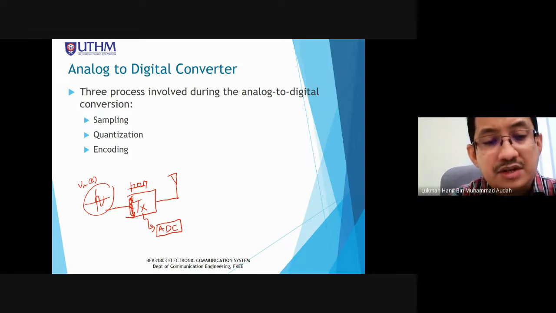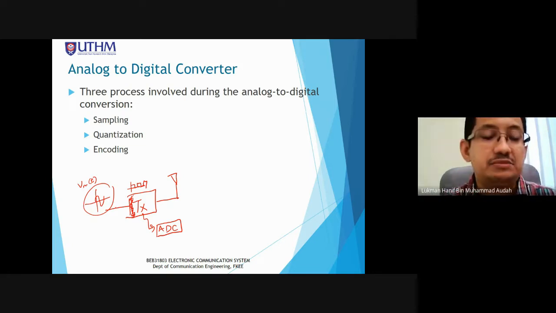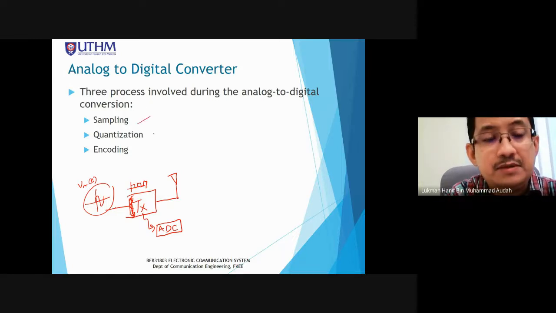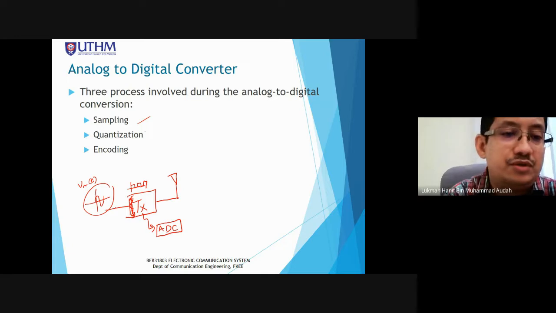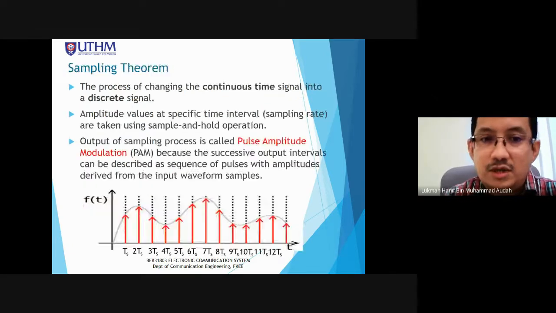Okay, so dalam ADC, prosesnya adalah untuk menukar daripada analog continuous time signal into digital code word. So there are three processes, which are the sampling. After sampling, we can do the quantization, and then we can do the encoding process. Last week we have seen about this process.